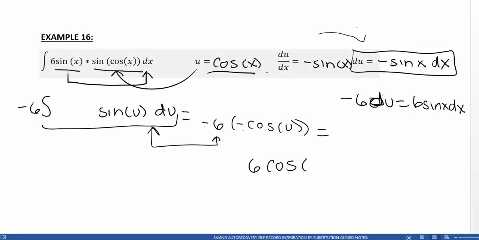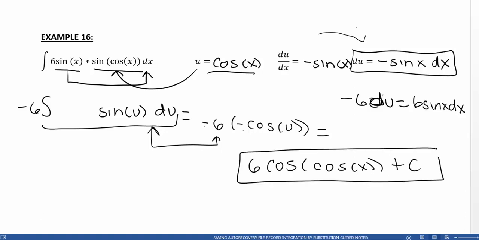Now remember, my u is also cosine. So I have 6 cosine of cosine x. It's a little strange to have trig functions embedded in one another, but as long as we're careful with the process, we can carefully solve and come up with the correct antiderivative for this function. And remember, if we were to take the derivative of 6 cosine of cosine x, we should get back what we started with, 6 sine x times sine of cosine x dx.